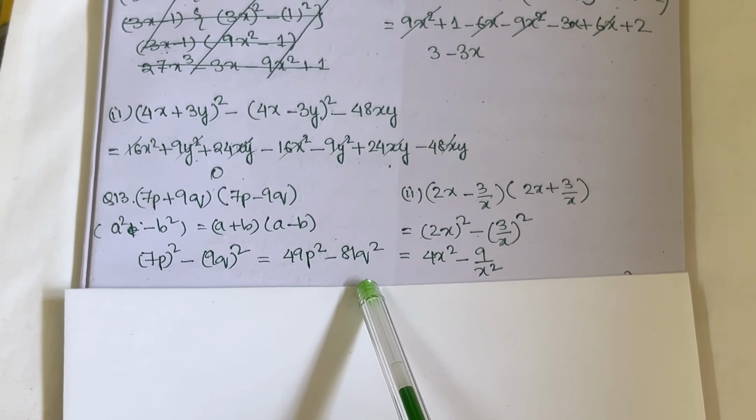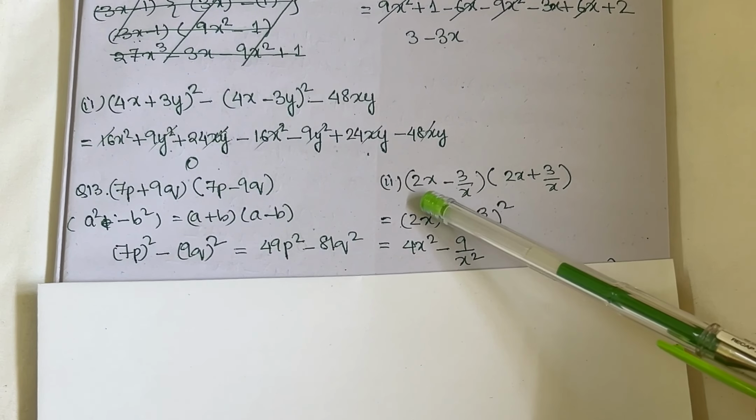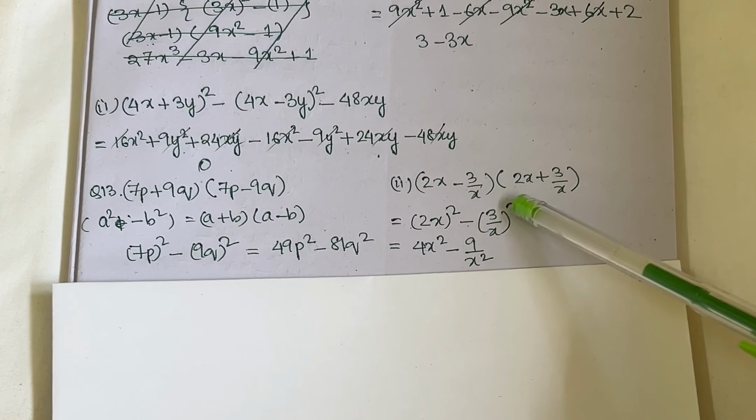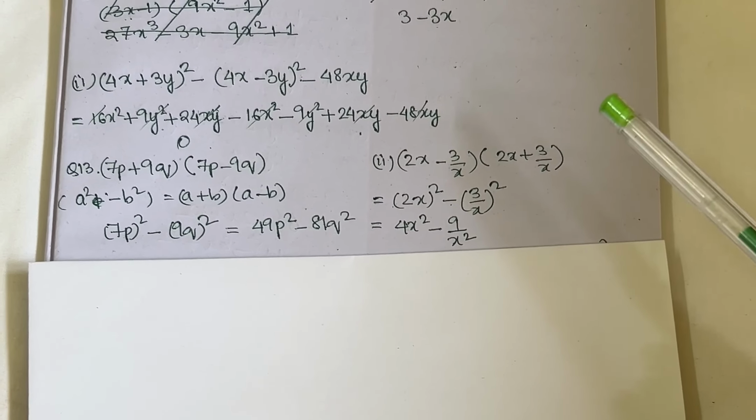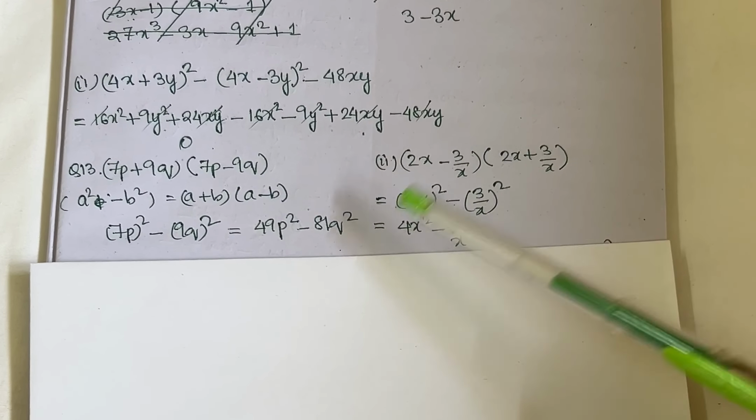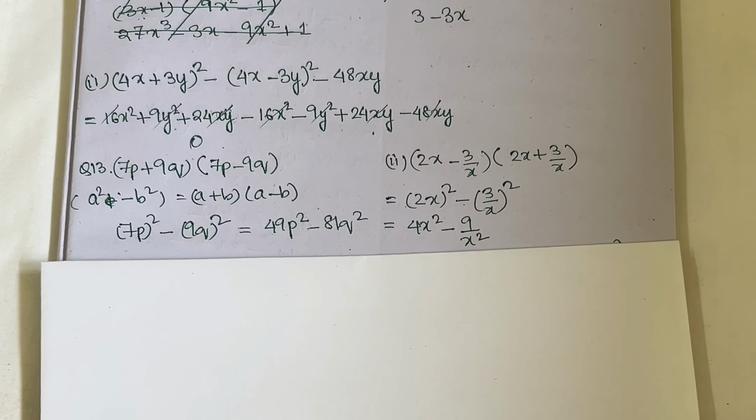minus 81q square. Now for part 2, that is (2x minus 3 by x) into (2x plus 3 by x). We already know this formula is similar to which one? A square minus b square. Putting it in that formula and getting the answer.